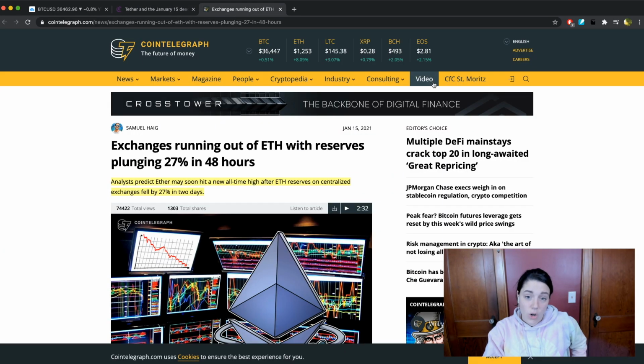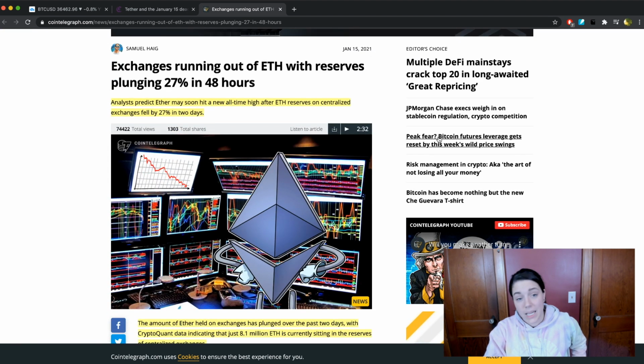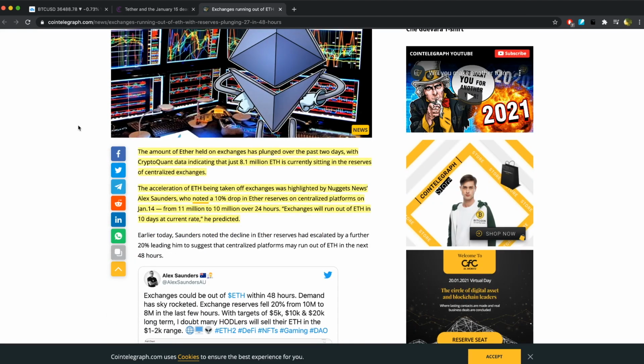As seen in this article, exchanges are running out of ETH as the old faithful formula of supply and demand takes effect. Exchanges running out of ETH with reserves plunging 27% in 48 hours. Analysts predict Ether may soon hit a new all-time high after ETH reserves on centralized exchanges fell by 27% in 2 days. The amount of Ether held on exchanges has plunged over the last 2 days, with CryptoQuant data indicating that just 8.1 million ETH is currently sitting in the reserves of centralized exchanges.